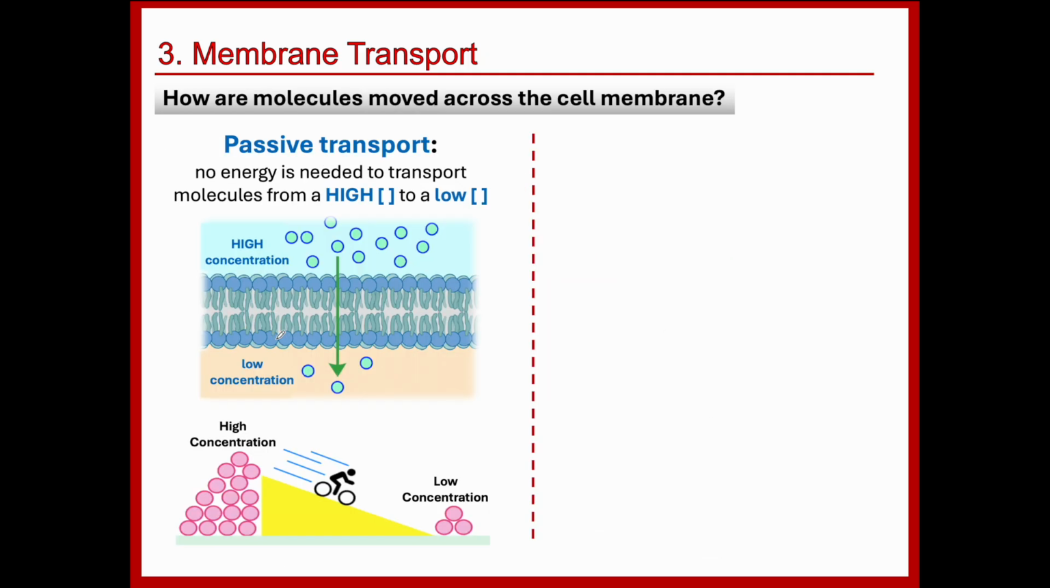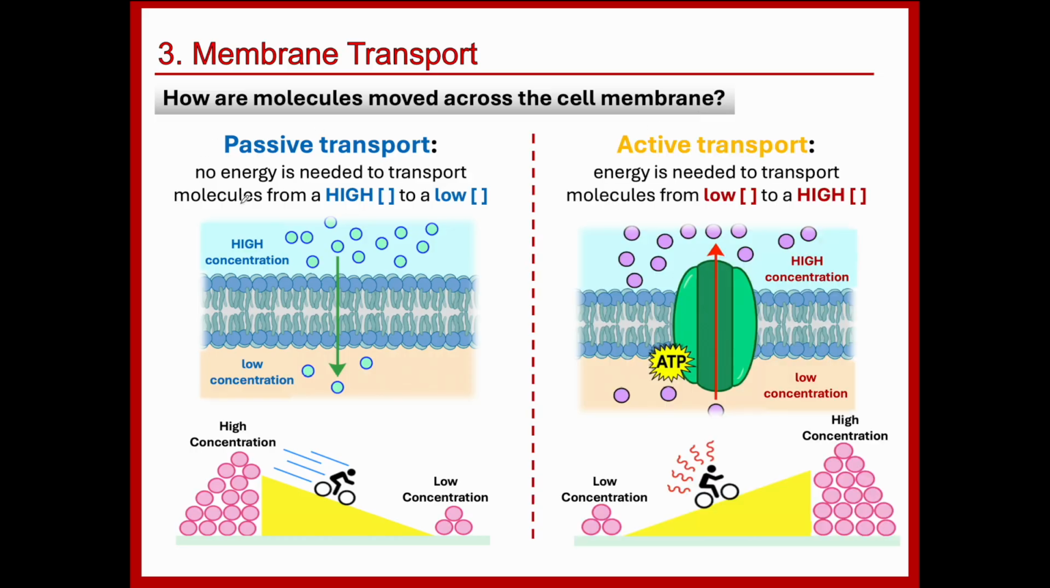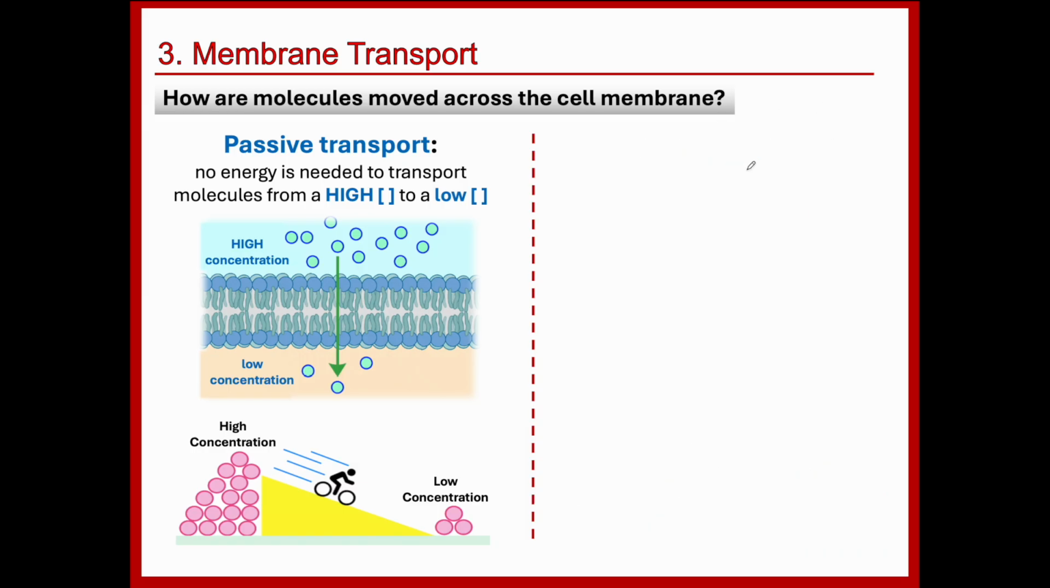So over here, let's go over a few terms we'll need now that we're talking about transport. We'll talk about how molecules are moved across the cell membrane. There are two types of transport: passive transport and active transport, okay? So let's start with passive transport.